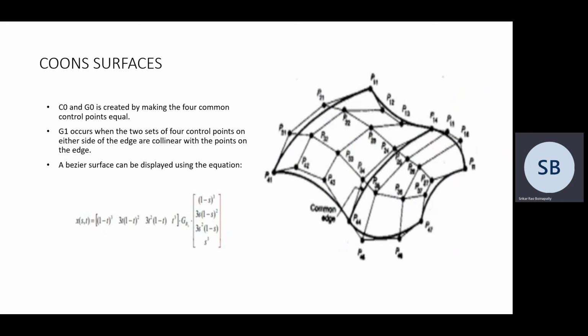The C0 and G0 are created by making 4 common control points equal. G1 occurs when 2 sets of 4 control points on either side of the edge are collinear with the points on the edge. Bezier surface can be represented by the equation x of s comma t equals (1 minus t) cubed plus 3t into (1 minus t) squared plus 3t squared into (1 minus t) plus t cubed into G of Px into the matrix which is shown over here.